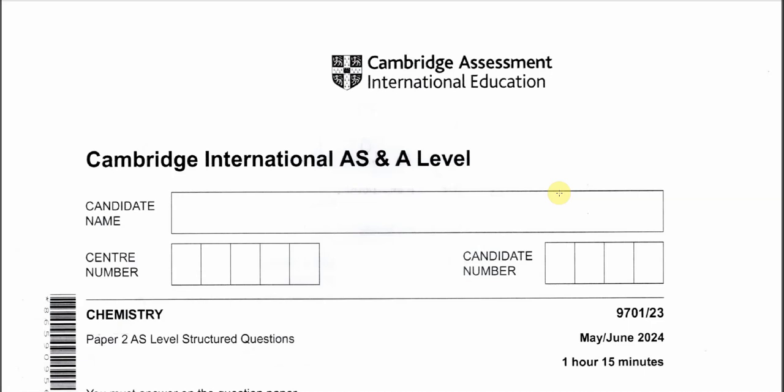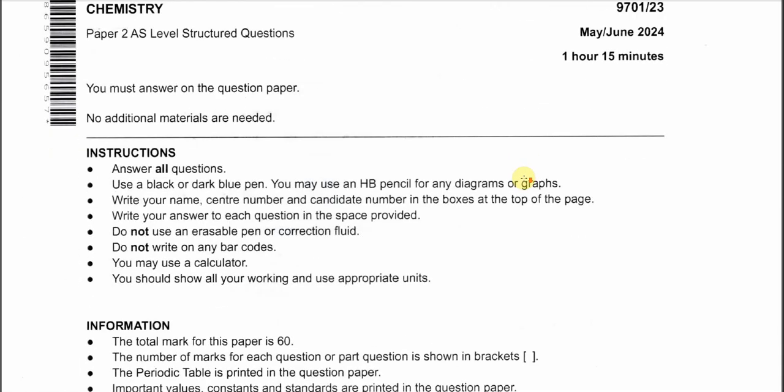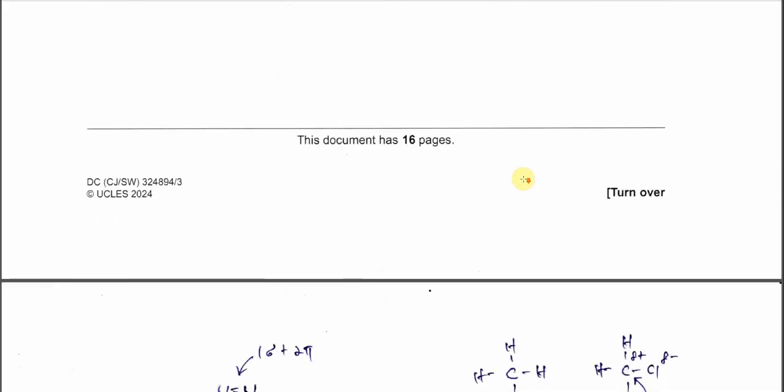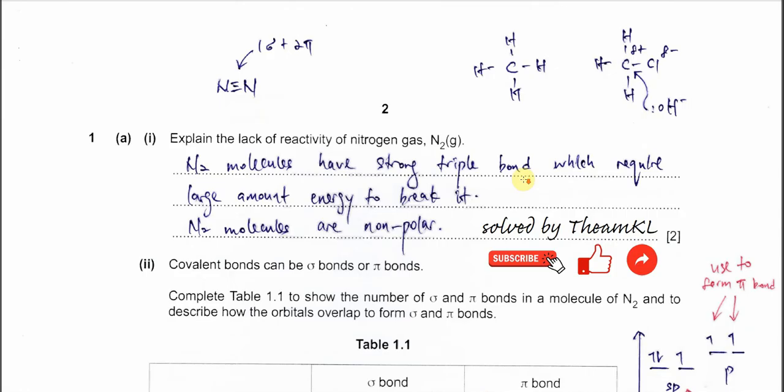May-June 2024, Paper 2, Variant 3. Question 1, A, Part 1. Explain the lack of reactivity of nitrogen gas.